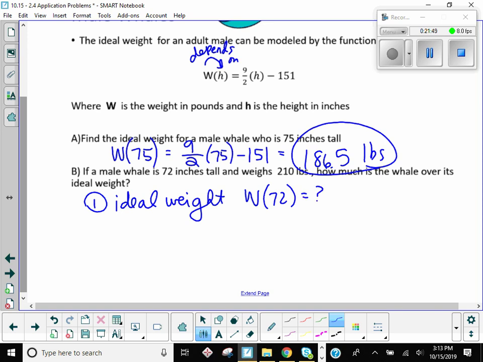And then once you have that number, what are you going to do? Yeah, subtract it from 210. So go ahead and take a minute and do that.